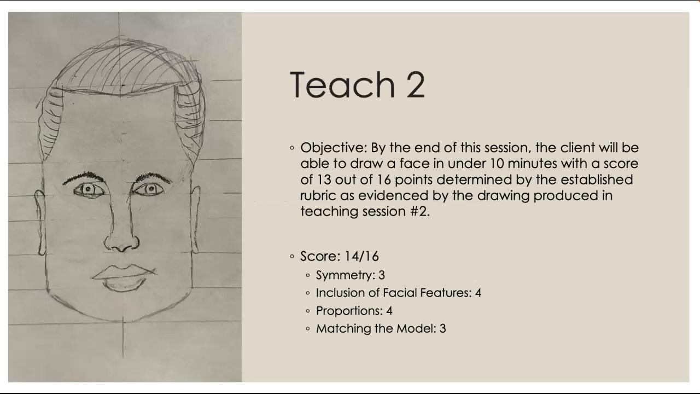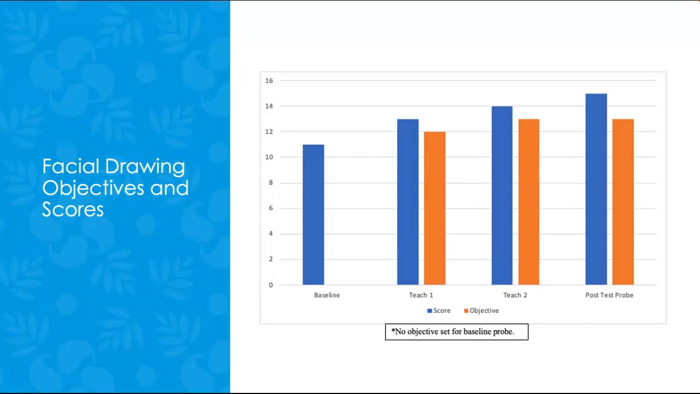And here is Teach 2. So 14 out of 16 here. Really the symmetry was a lot better. We're just looking to fix a couple little areas for improvement. And so we did see that post-test probe before. He did a great job on that, which was a 15. It looked really good, and he improved on that symmetry, so that was really cool to see.